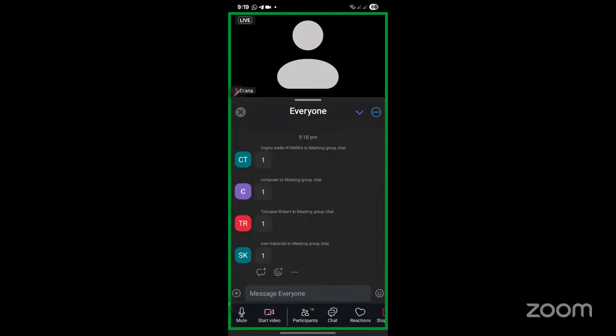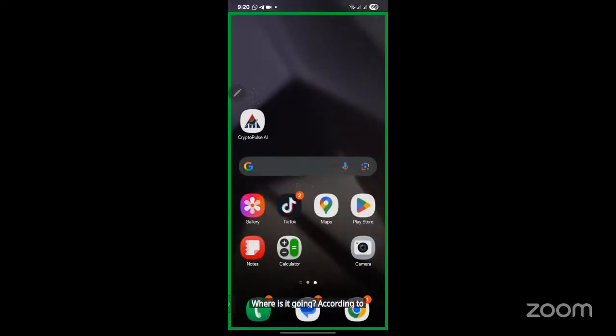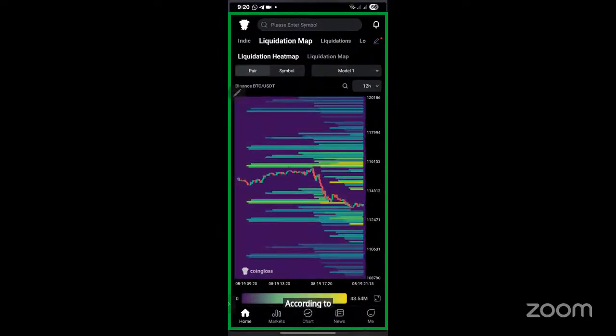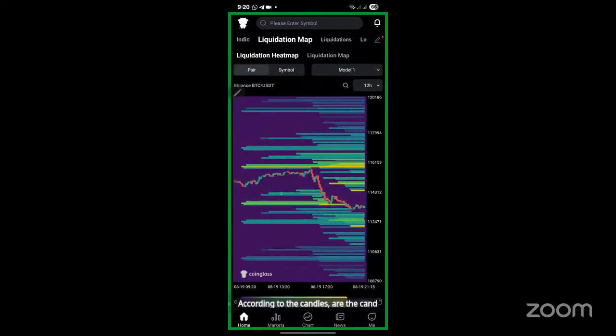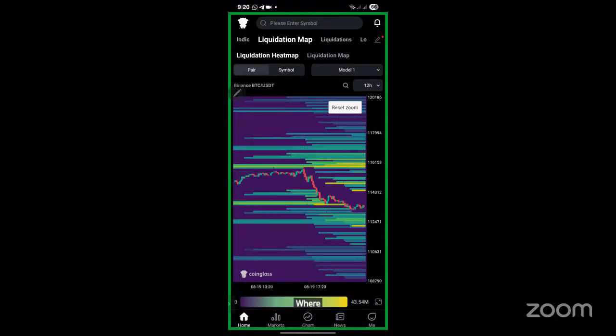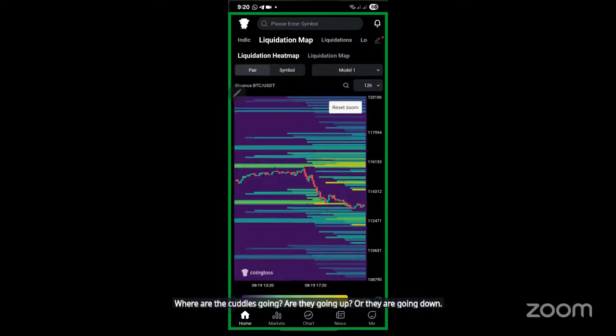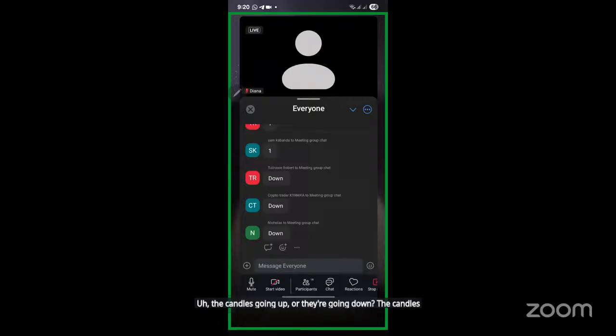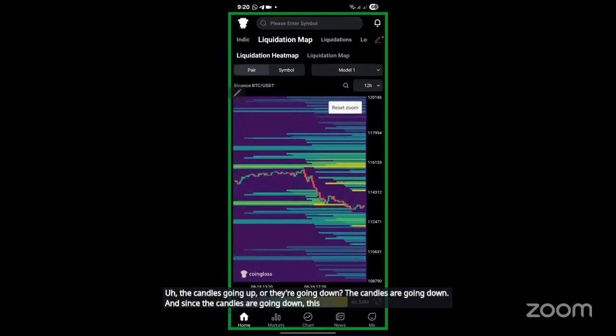Where is it going? According to the chart and the liquidation map, according to the candles, are the candles going up or going down? The candles are going down. And since the candles are going down, this is a true indication that Bitcoin is moving down.